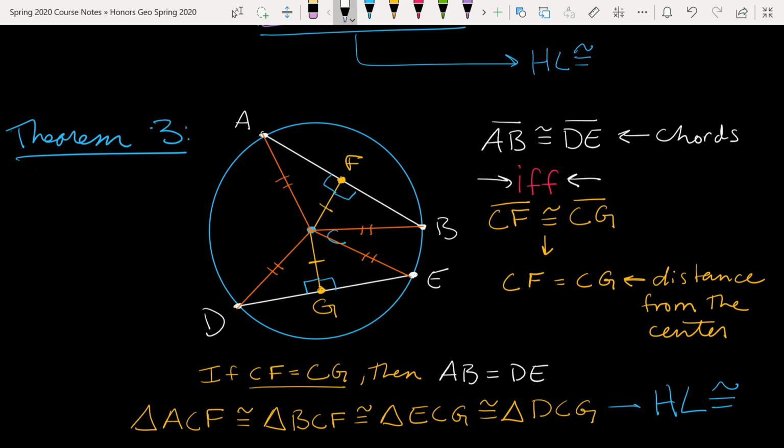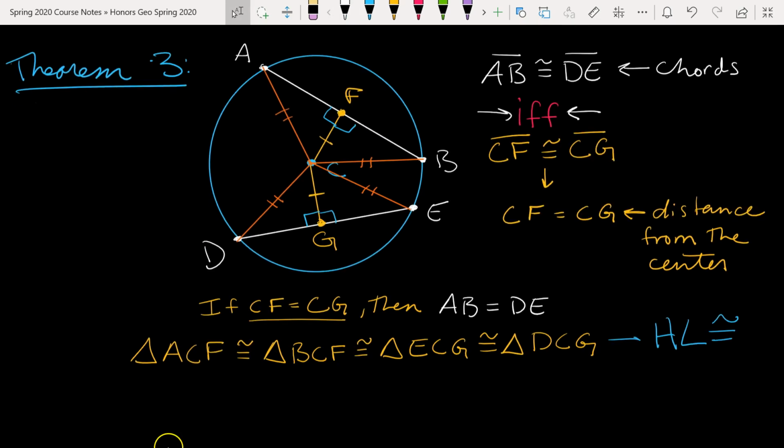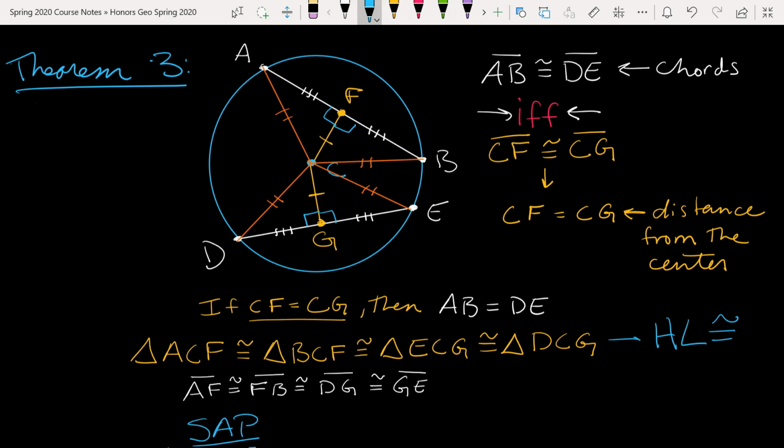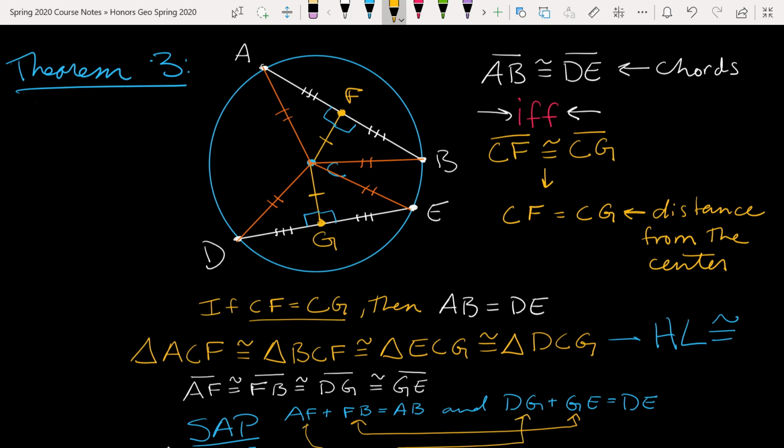Well, from that, CPCTC tells us that all of these segments that make up the two chords are congruent. We're almost there with this proof now. The last thing we actually need to use is the segment addition postulate. We can do a substitution. And we have some choices we can make in that substitution. Maybe we can substitute these two and substitute these two, and we can actually show that DG plus GE is also equal to AB. Knowing this information allows us to show that the two chords are congruent.